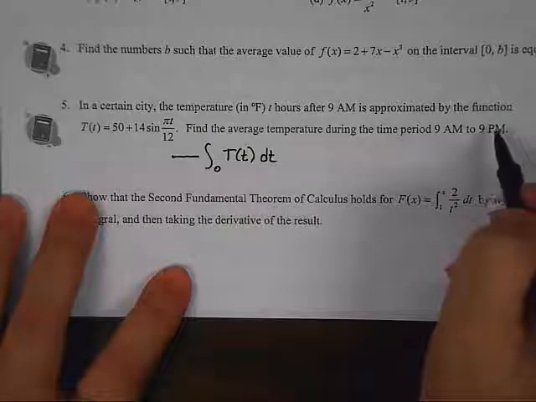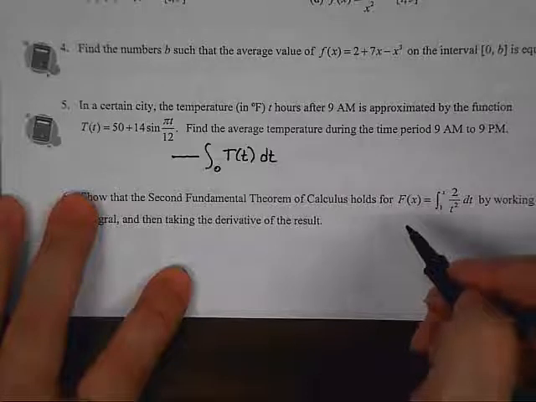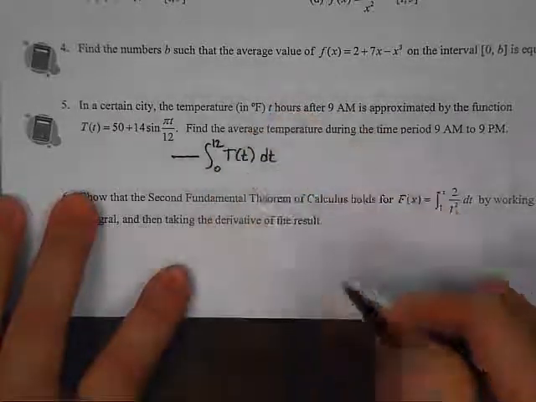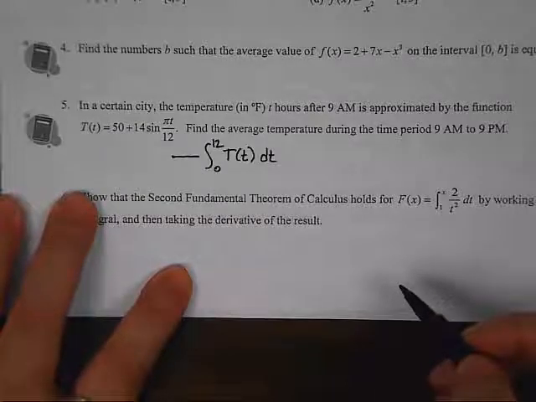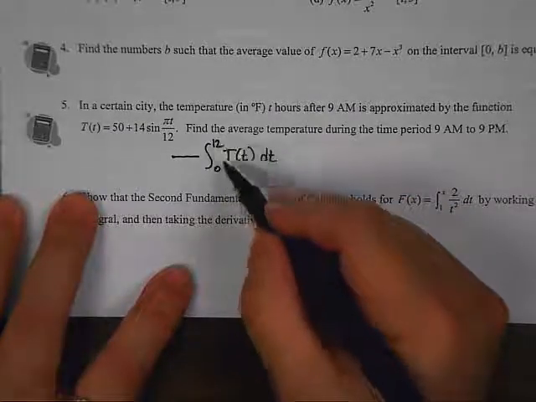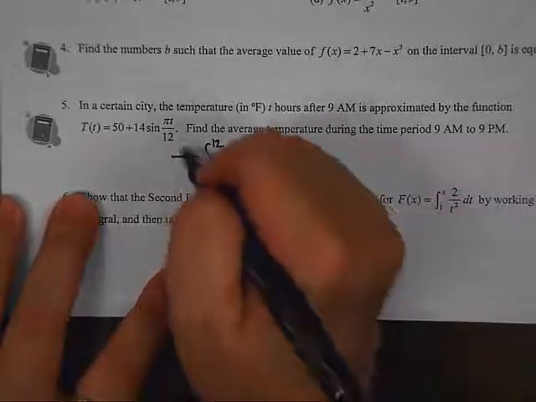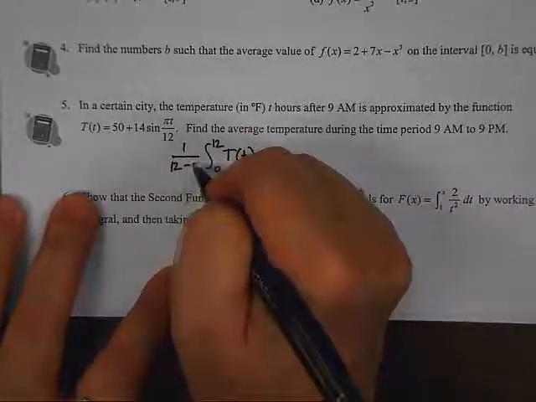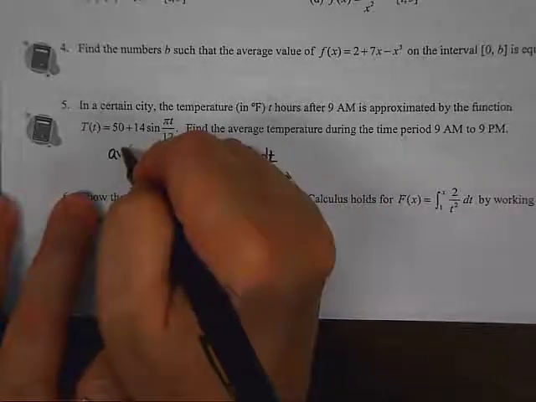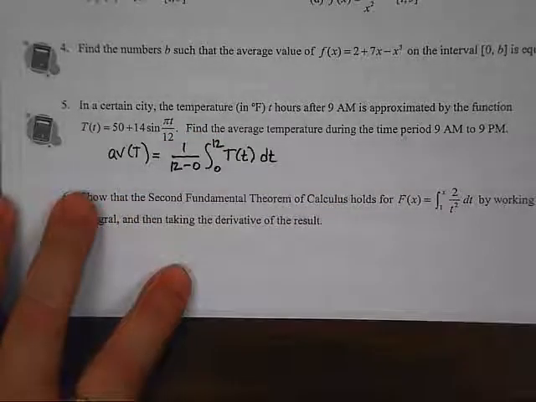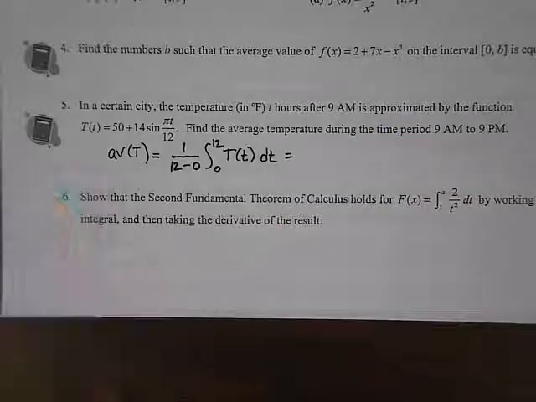And what would 9 p.m. be? Not 9. It would be 12, right? Isn't 9 p.m. 12 hours after 9 a.m.? Okay. This has to be 0 to 12 because these are how the T's are defined. So it's 1 over 12 minus 0. Okay, let me put the beginning on. This is AV of T, average function of T, or average value of T. Okay, that's what you write on your paper.